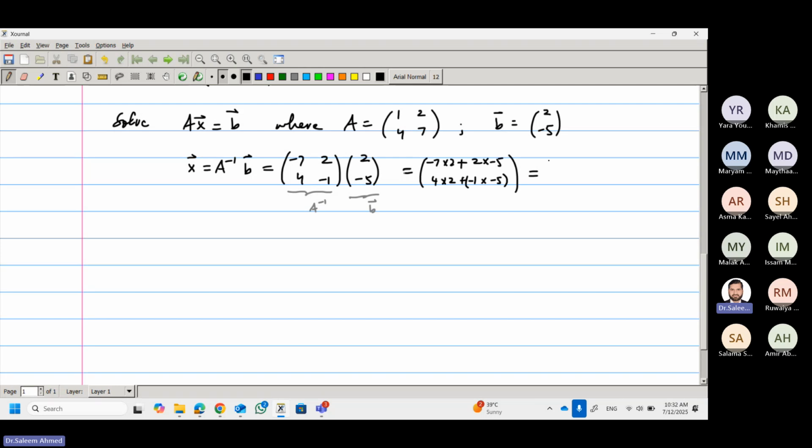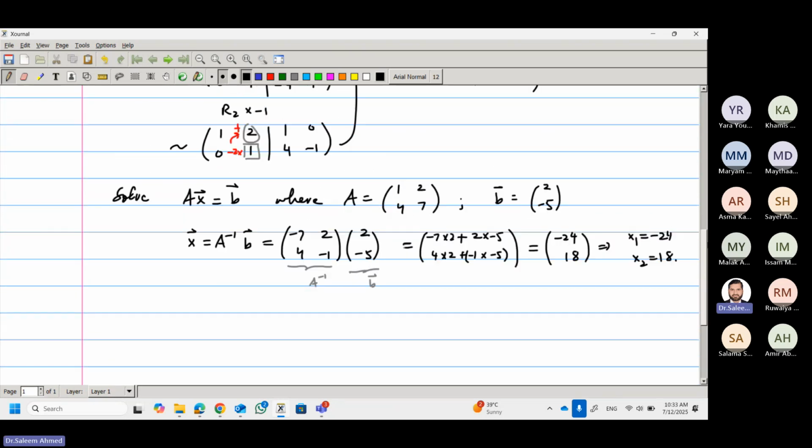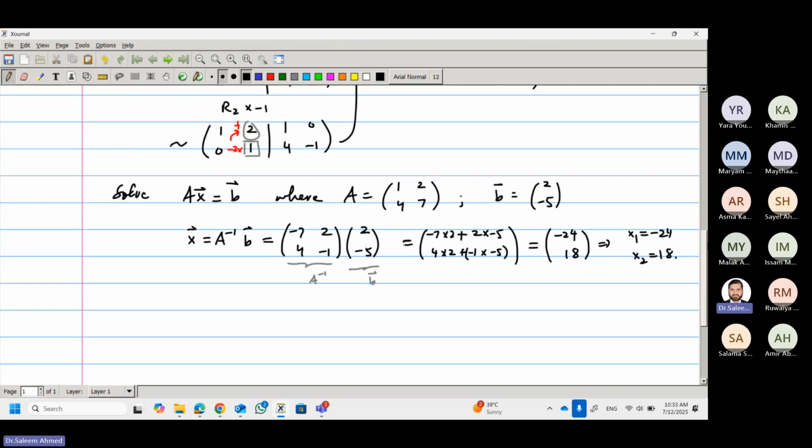Okay, so this has come out to be -14, -10, -24, and 8 plus 5, 13. So that's your answer. So x is equal to that. X is x1, x2. So you can say that x1 is -24, x2 is 13. Okay, so that is your solution. So using the inverse, finding the solution is so easy.